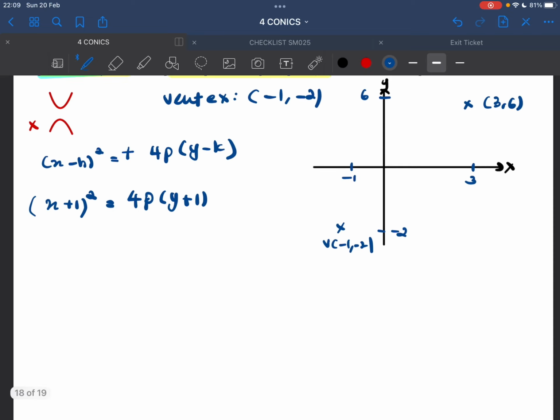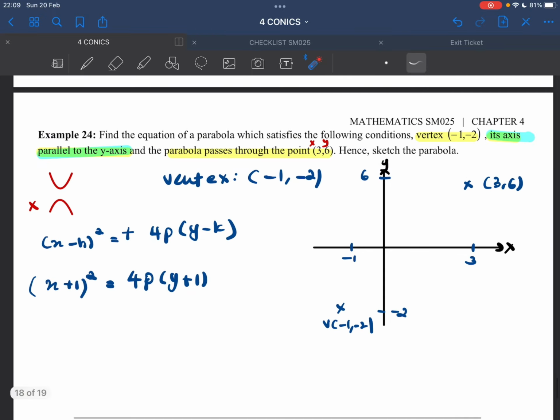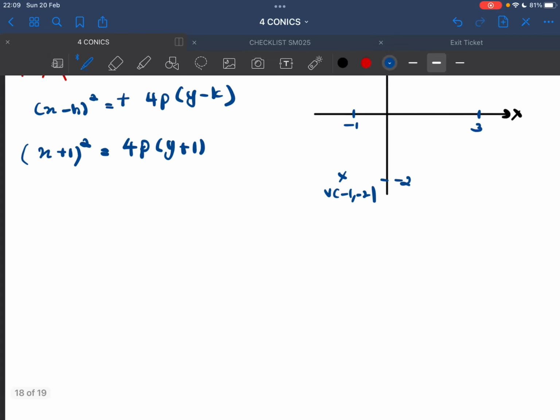So now we want to find the value of p, so that we can find the focus and the directrix. So how are we going to find the value of p? Remember, every time the question says passes through, whether in ellipse, circles or parabola, this is the value of x and y. So here we can just substitute (3, 6). We are going to substitute that value into our x and y.